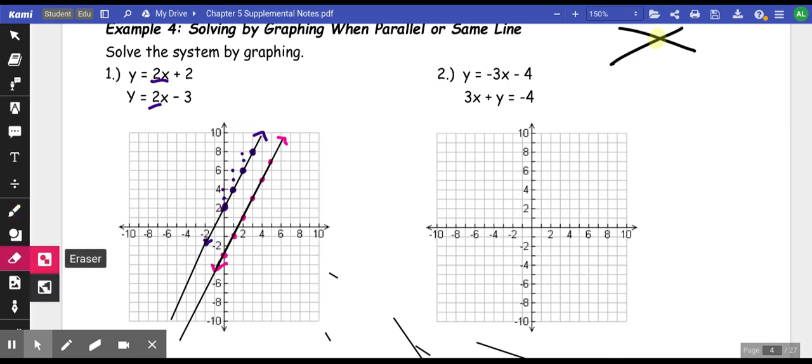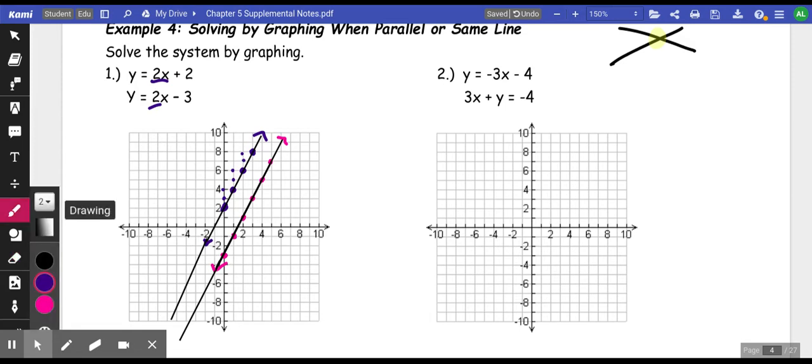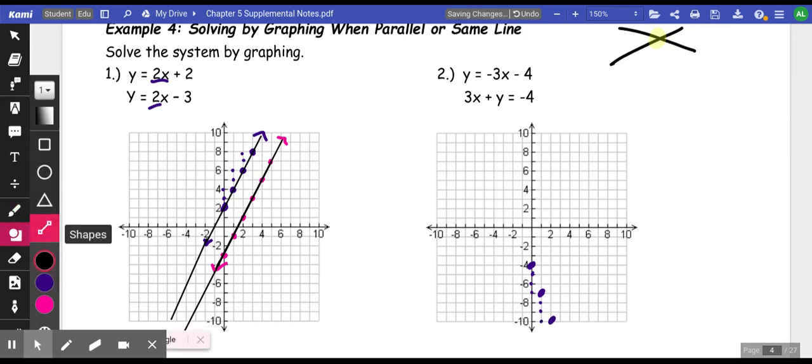All right, and now let's see what happens when we have this line over here. All right, so I have y is equal to negative 3x minus 4. Let's just go ahead and graph that. I've got negative 4 as my starting point and negative 3 as my slope. So I know I'm going down 3, down 1, 2, 3, and over 1, down 1, 2, 3, and over 1. So I'm going to draw my line.